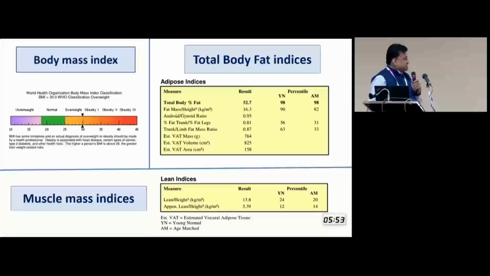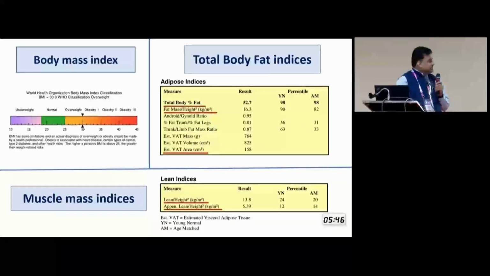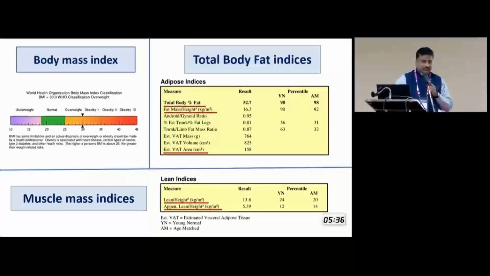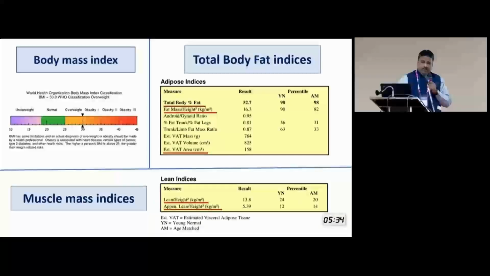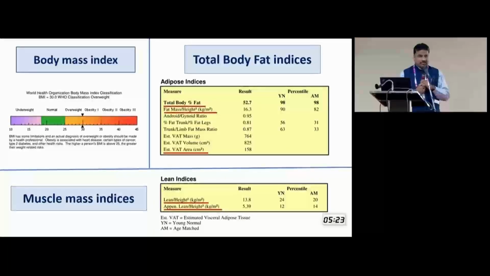In body fat and muscle mass indices, if I was to pick up the most important things that we have to look out for, there would be 5 important things. The total body fat percentage, fat by height square, visceral adipose tissue area, lean by height square, and appendicular lean by height square. Now again, we spoke about the 2-compartment model. I said in the body, everything is either fat and everything else is fat-free mass. So that is something that is replicated here.